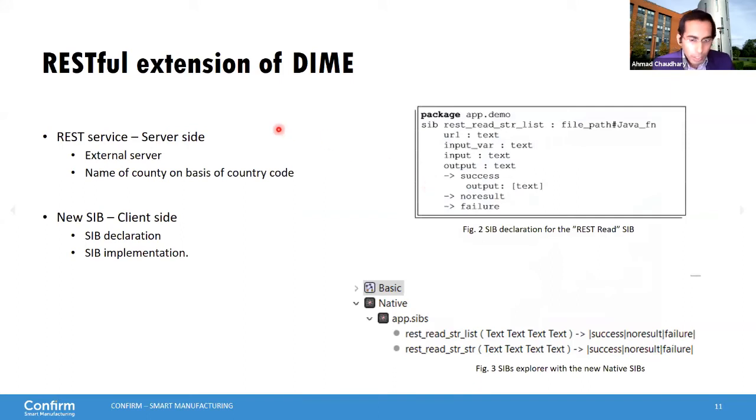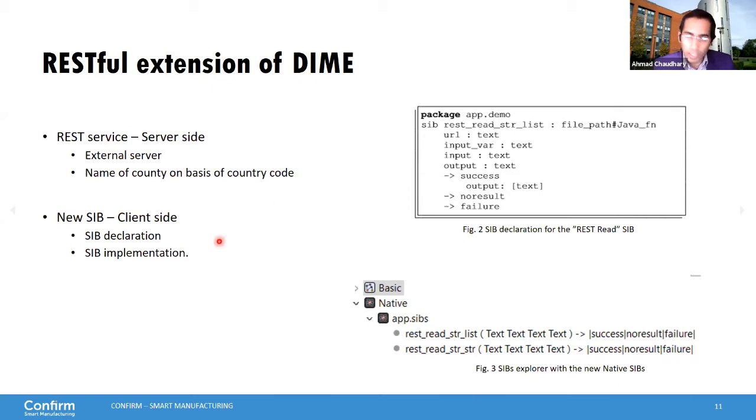To interact with the proposed SIB, we developed a REST service that is implemented in ordinary PHP and deployed on an external server. This ordinary REST service handles the request by the client SIB, and provides the list of country names on the basis of country code. For example, it will return United Kingdom in case of the UK country code.